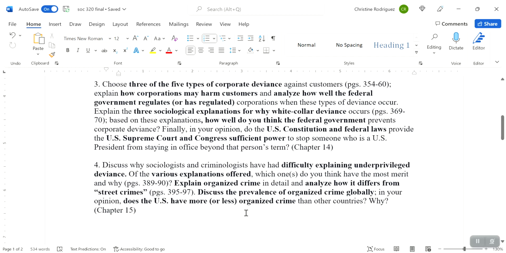Explain organized crime in detail and analyze how it differs from street crimes. Okay, so what is organized crime? How's it structured? What are the activities? And then how is that different from street crimes?